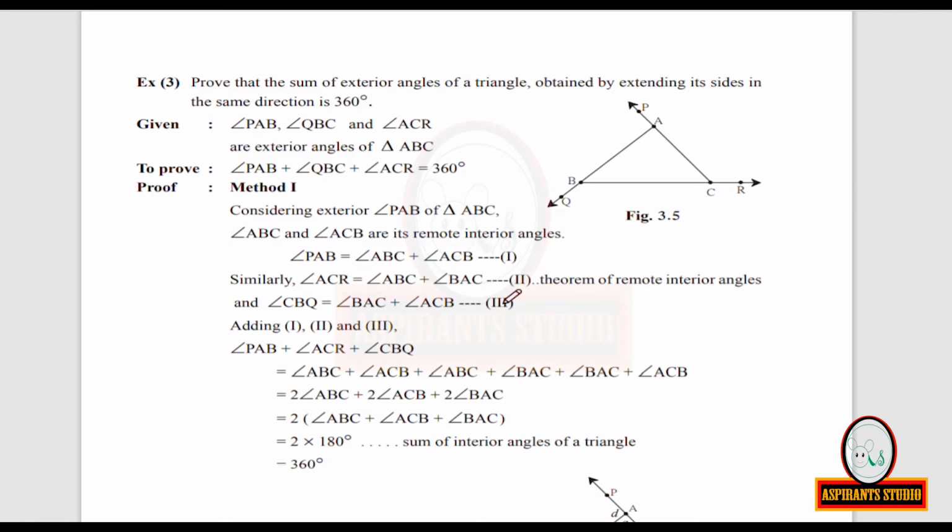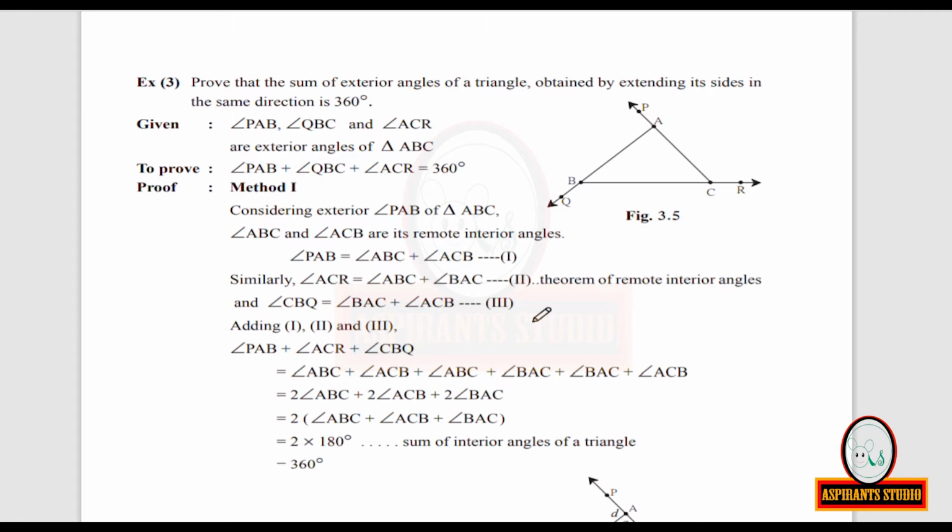Now, when you are considering angle CBQ to be the exterior angle, then you get the third equation. Measure of angle CBQ will be equal to measure of angle BAC plus measure of angle ACB, because angle BAC and angle ACB will be the remote interior angles when we are taking the exterior angle to be angle CBQ. So now we got three equations. You have to write the reason by the side, theorem of remote interior angles.